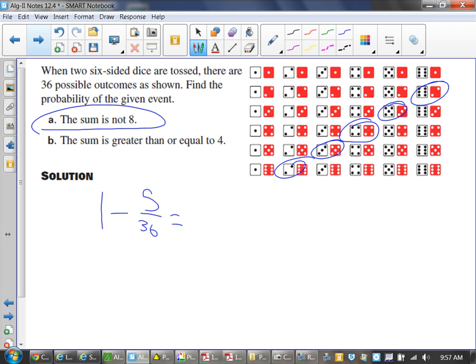Say we didn't have that whole diagram and all of that, we'd have to figure that out. How do you do that? It's very simple. It's just the numbers 1 through 6.